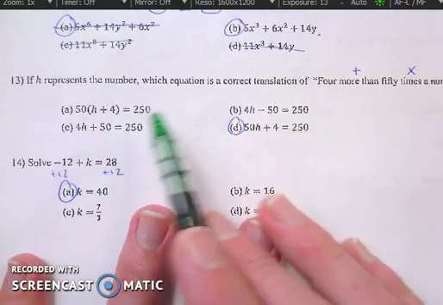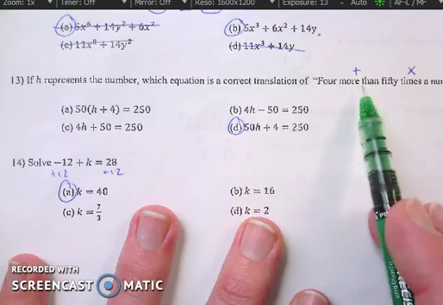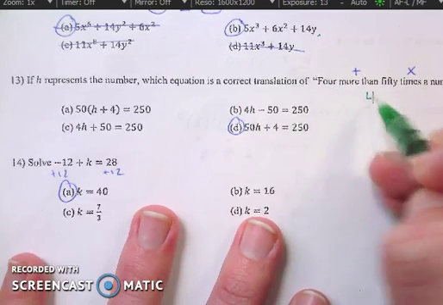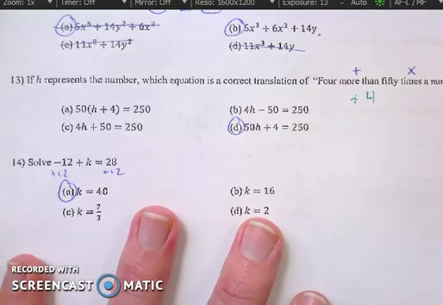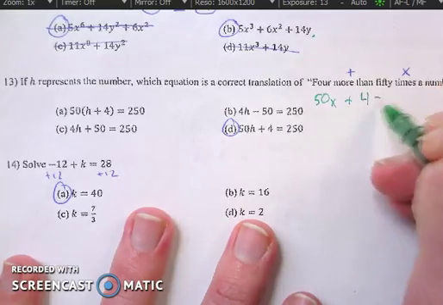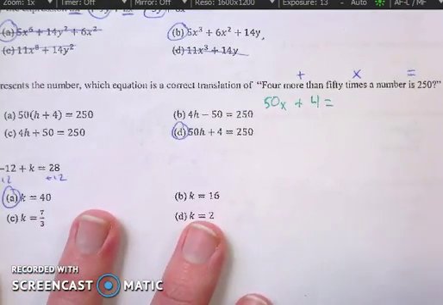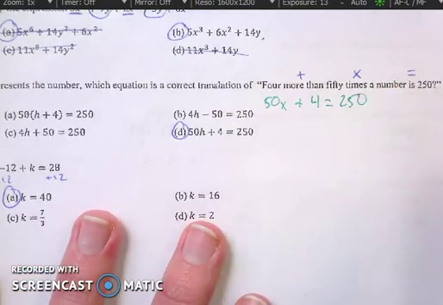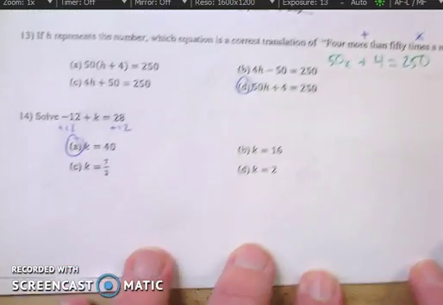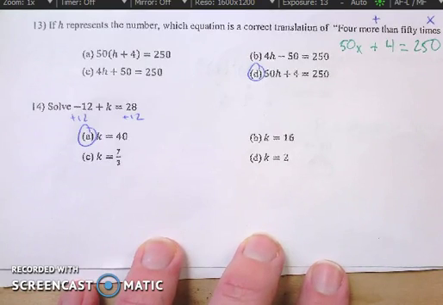If h represents the number, which equation is correct? 4 more than 50, so now 4 is actually going to go behind. So I automatically write that when I see 4 more than. 50 times the number, that's going to be 50 times the number, means equals 250. If we do that right, we should get D as our answer. Number 14, we did this in class, add 12, and you get K equals 40.